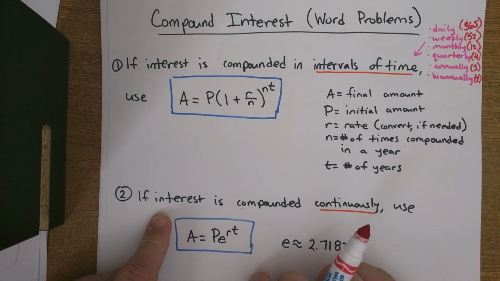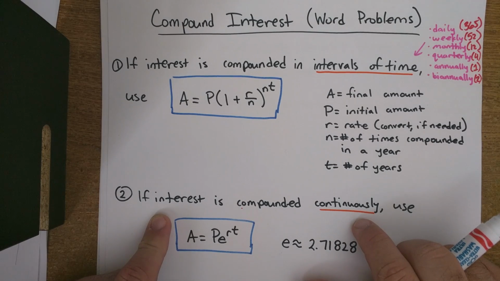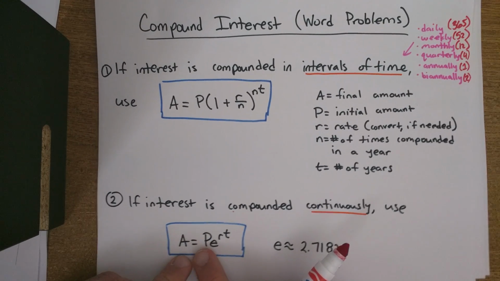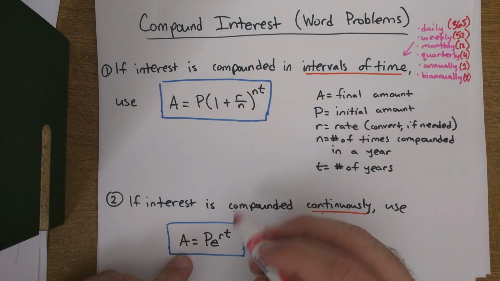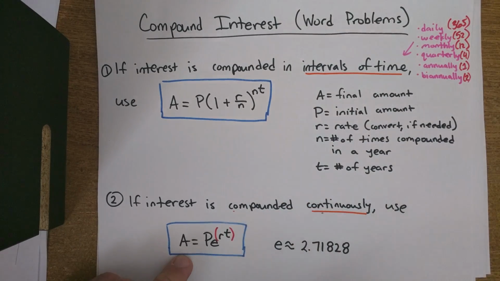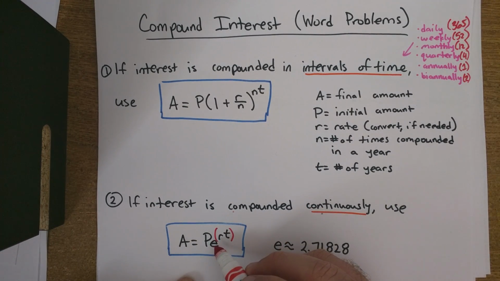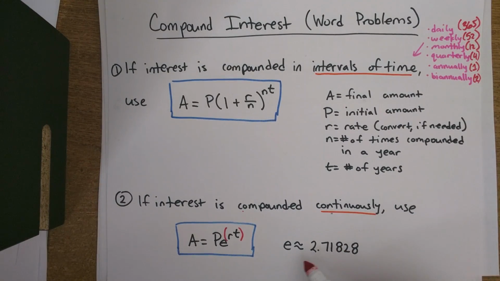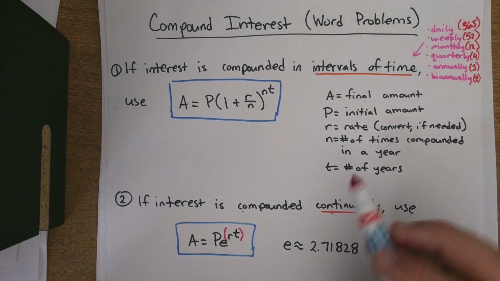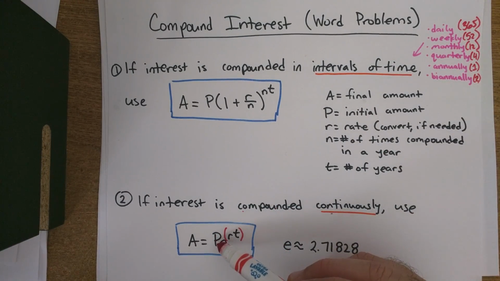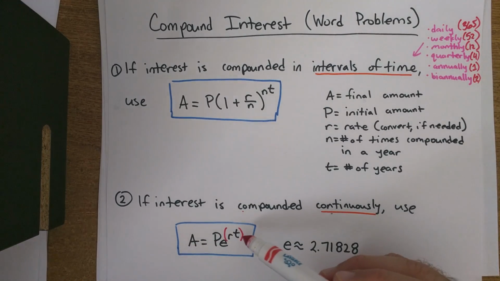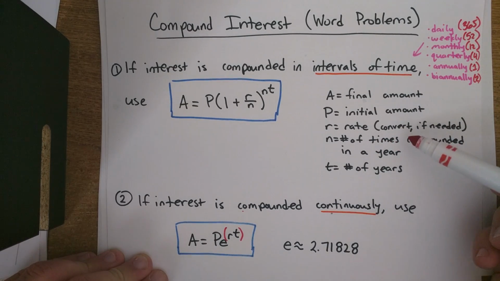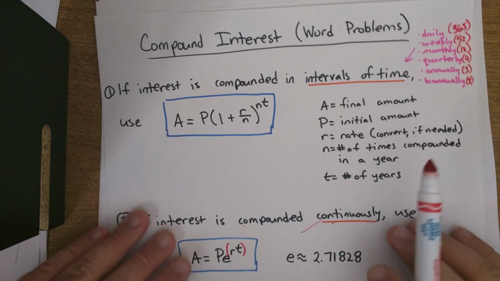And this is where e pops in. e is all about compounding continuously. And the formula, which is nice, is pretty simple. It's A equals P times e to the power of RT. And maybe some people like to put parentheses around the exponent RT. This is not e times RT. This is e to the power of RT. Again, e is about 2.71828. Again, P is still your initial amount, A is still your final, R is still your rate, and T is your time. You don't need N for this because we don't need the number of times compounded in a year, because it's continuous.